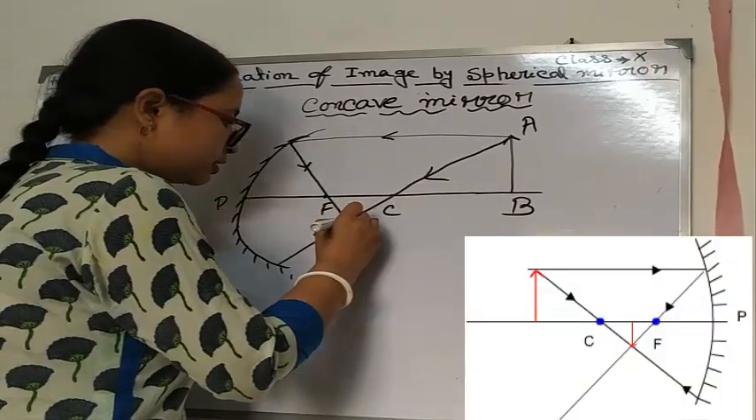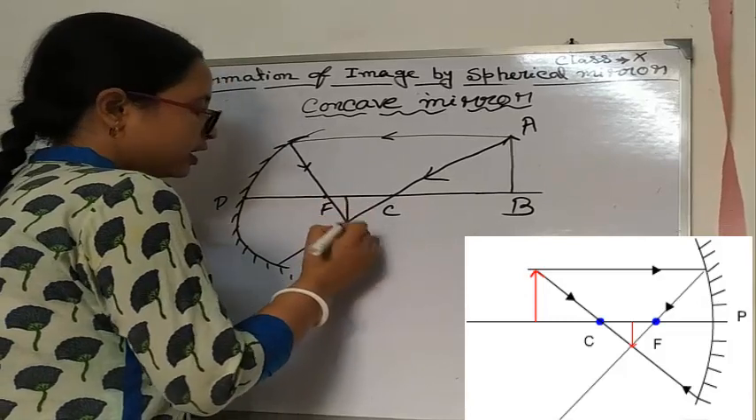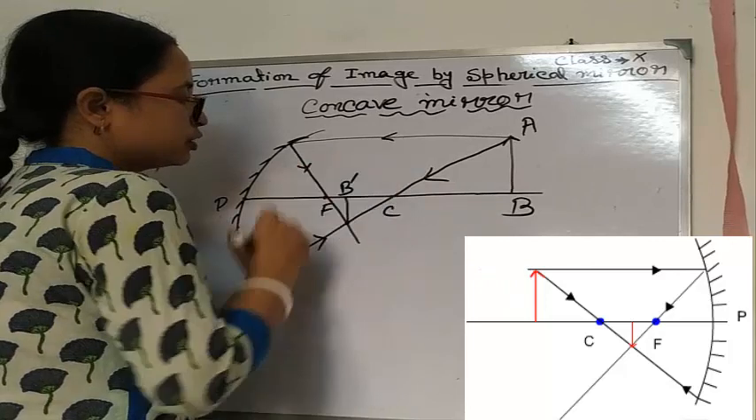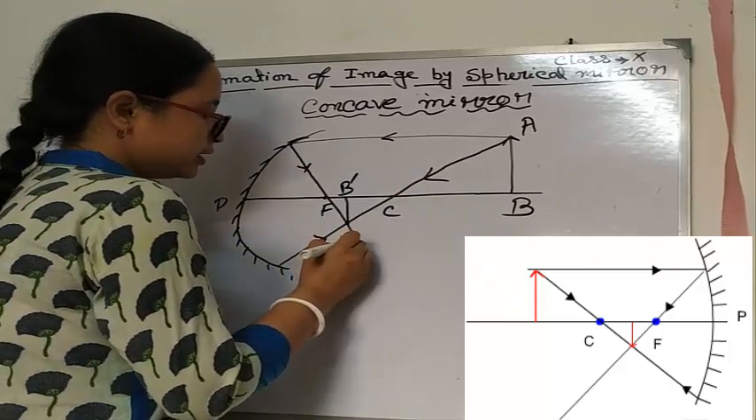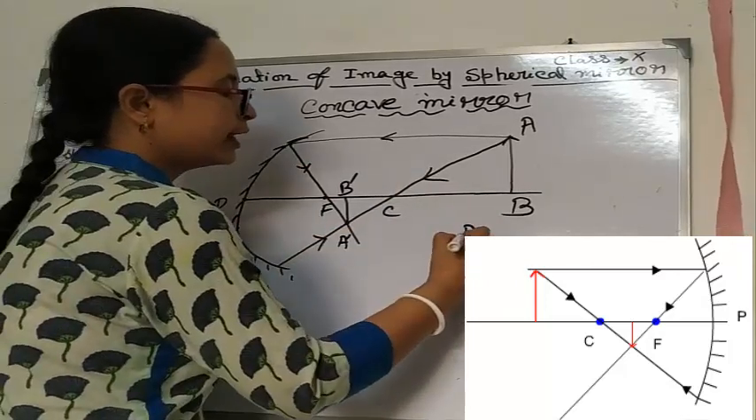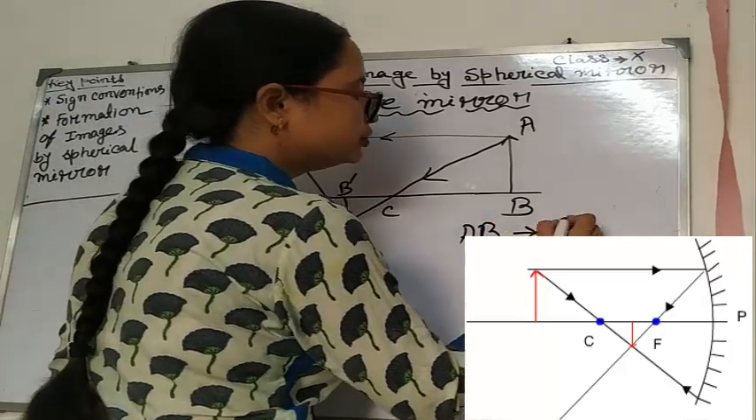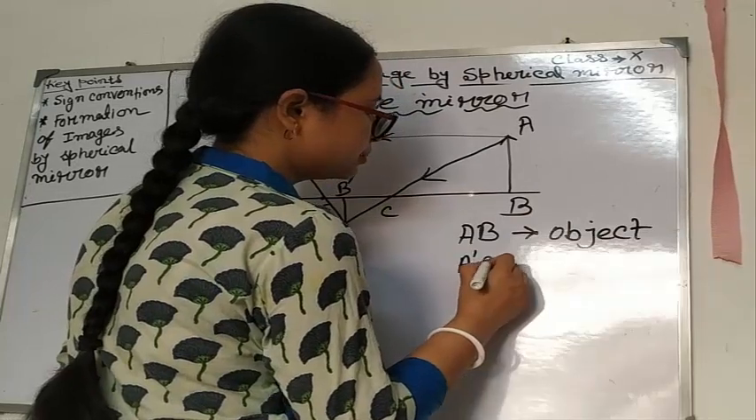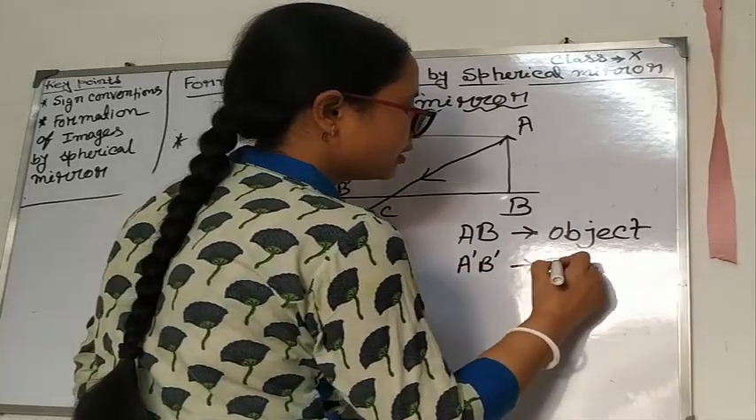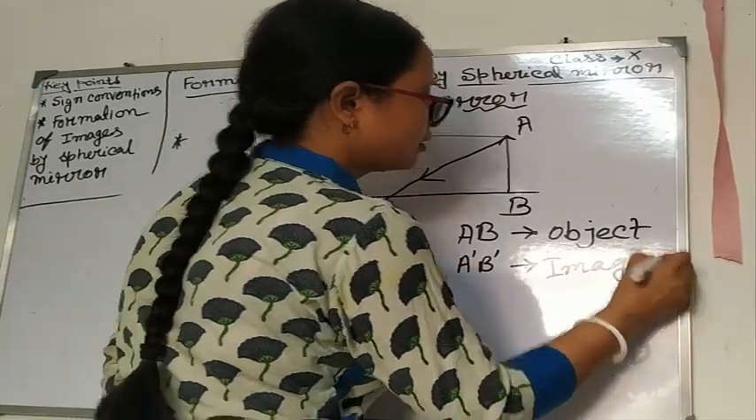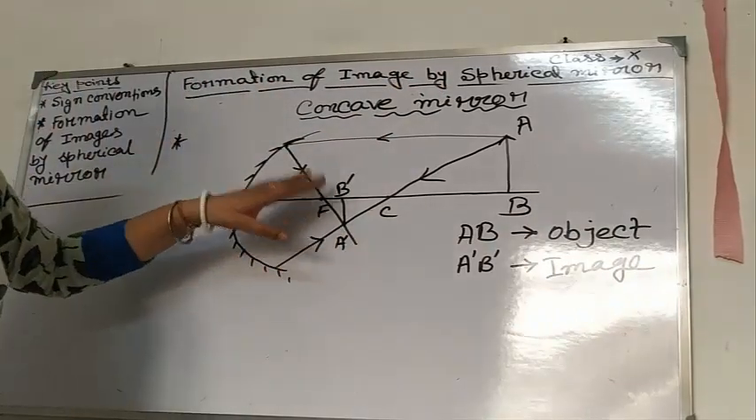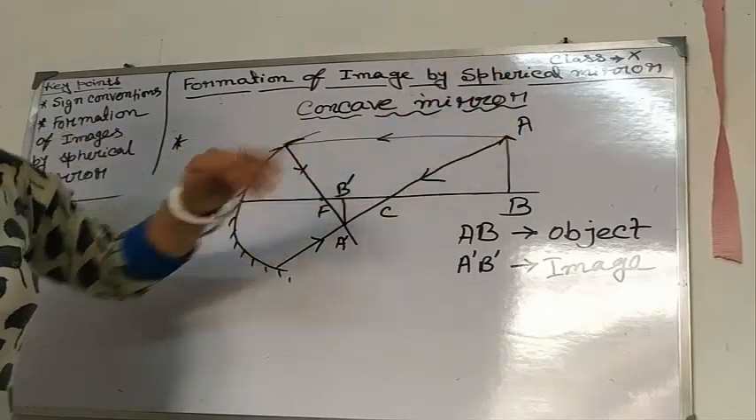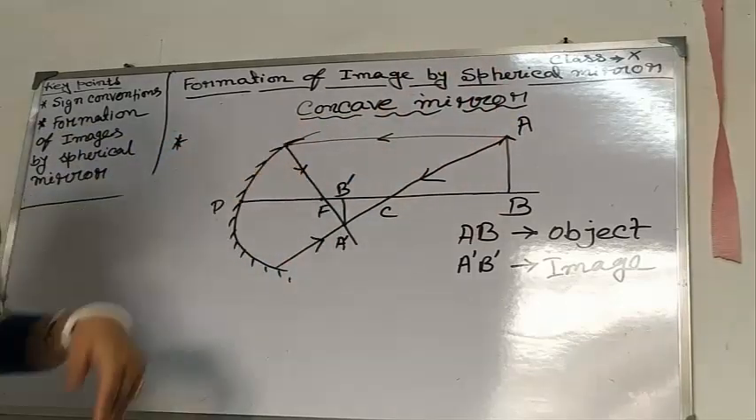That means here the image will form on this line. Here the image will form, and on the axis where B is, let it be B dash, and this is A dash. So here AB is the object and A dash B dash is the image. Now see, AB is in the upward direction and A dash B dash is in the downward direction.